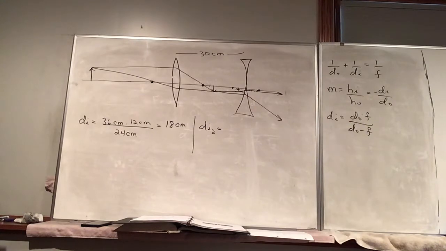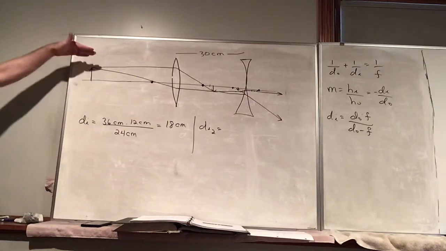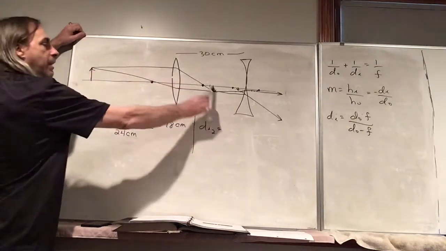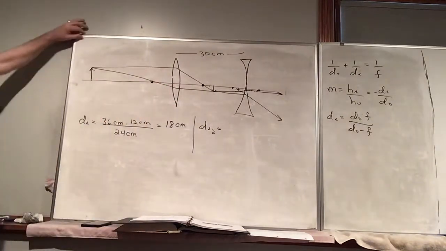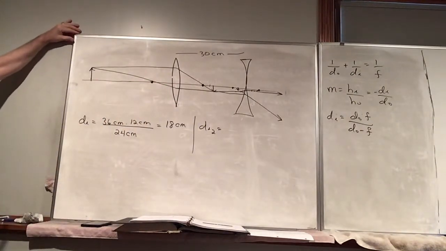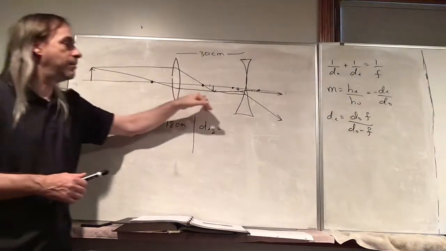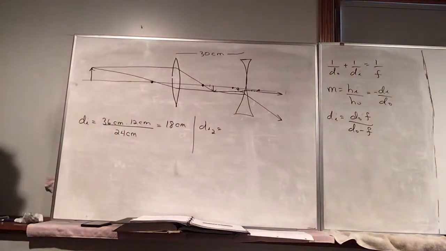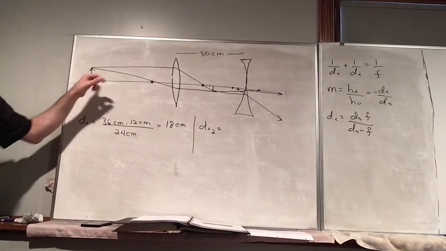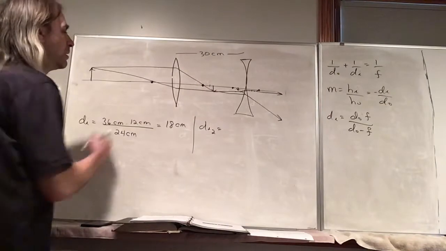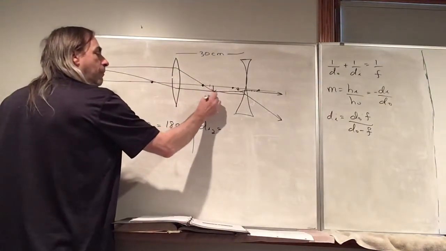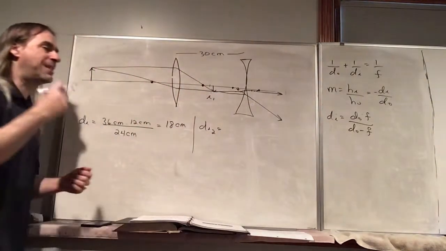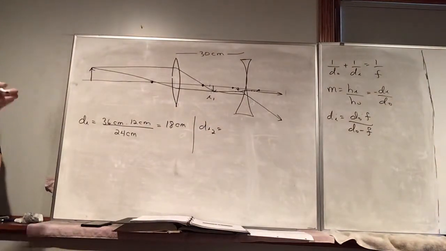To start with, I drew a ray diagram to find the image due to the first lens. We have to be very careful with these ray diagrams, and that's more critical when you have two lenses. So we're going to create the image due to the first lens, let's call this I1, and use that as the object for the second lens.